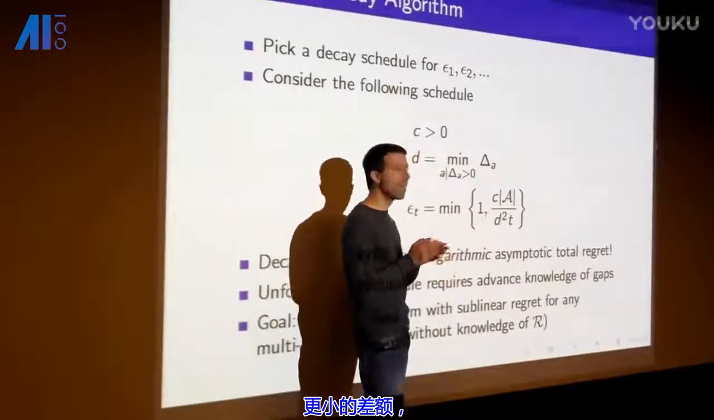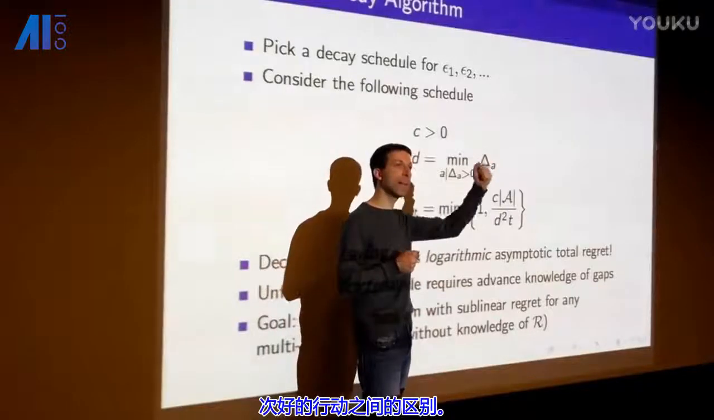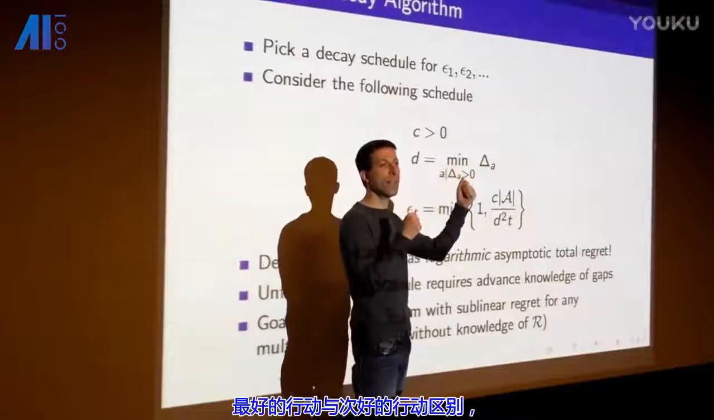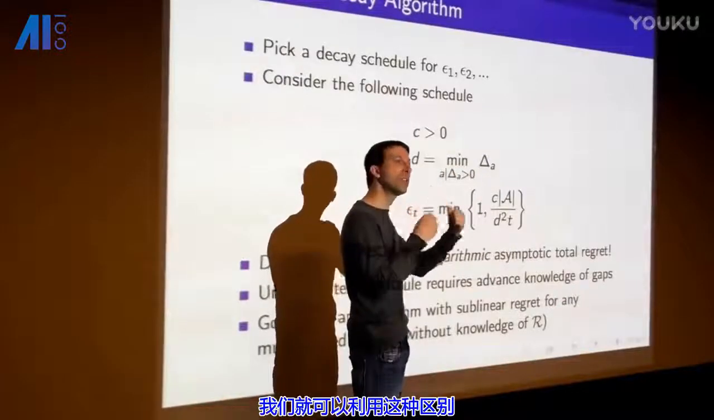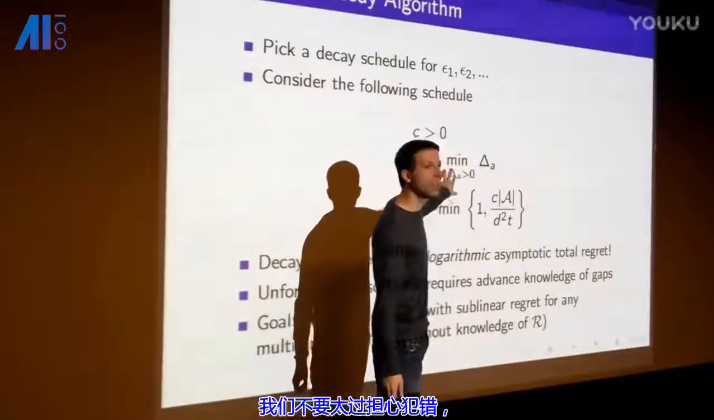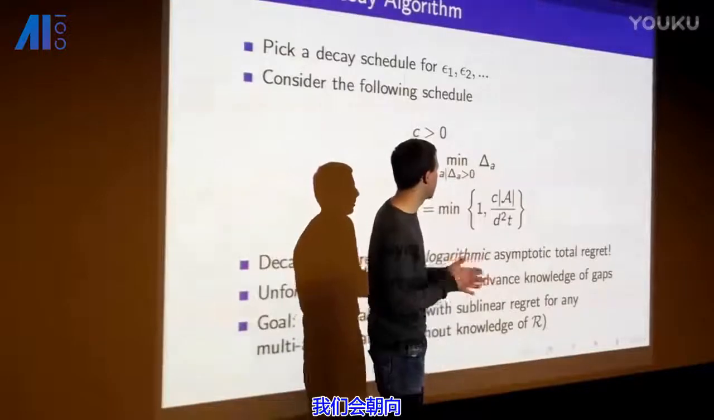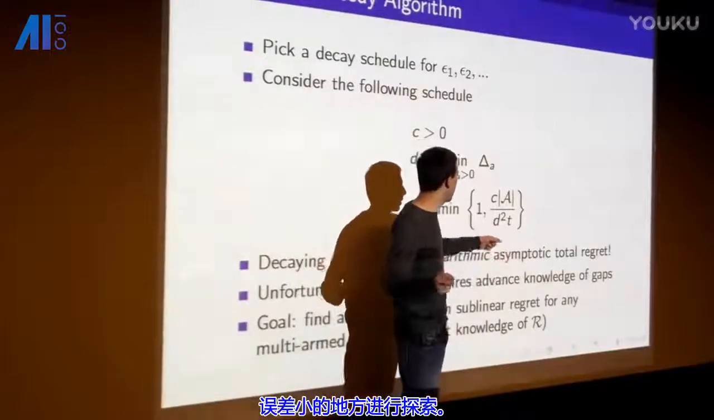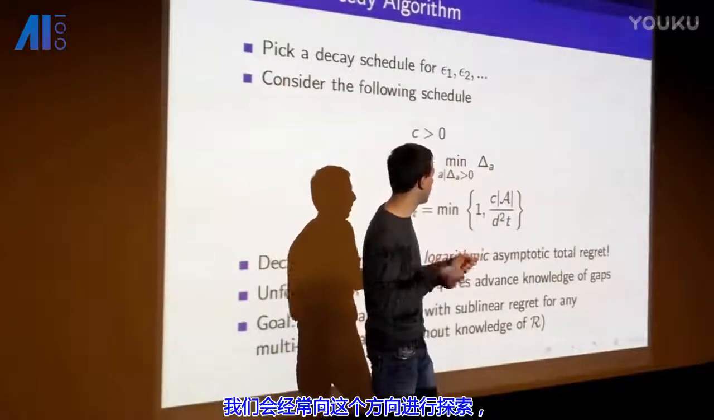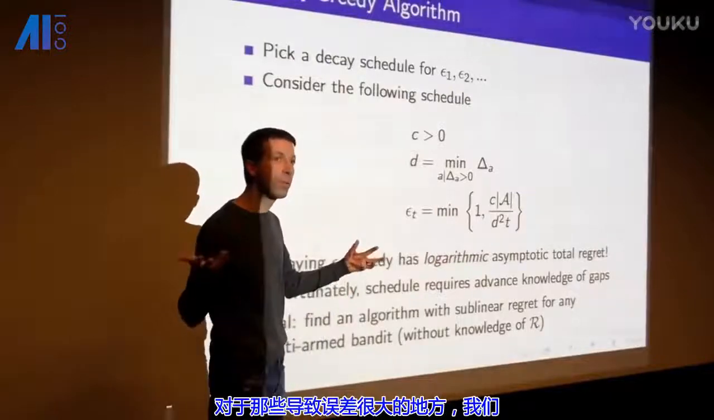okay, every step, all we care about is the size of the smallest gap. Like, what's the difference between the best action and the second best action? If we know that difference, we can use it to craft a schedule which looks something like this. Don't worry too much about the form of this. It's just saying, basically, whenever the gaps are very small, we want to explore those actions more often. If the gaps are very large, we want to explore them less often.